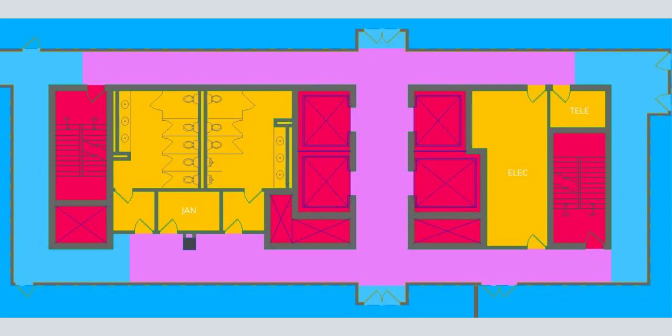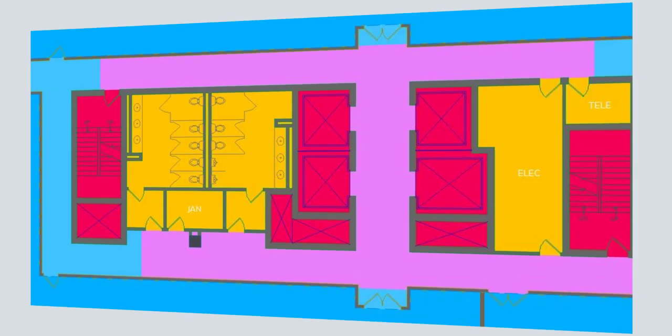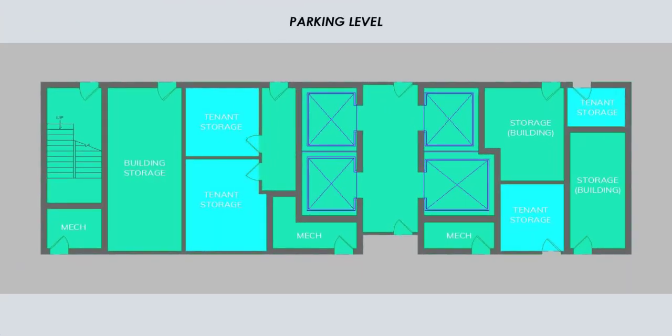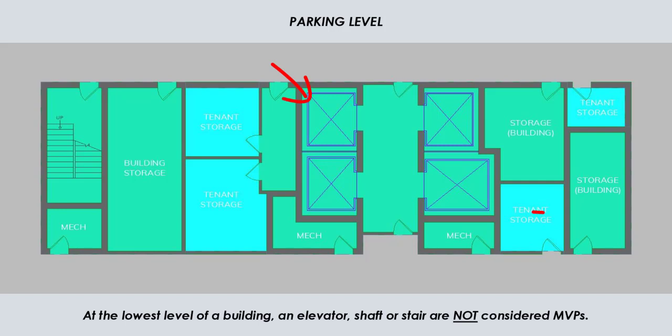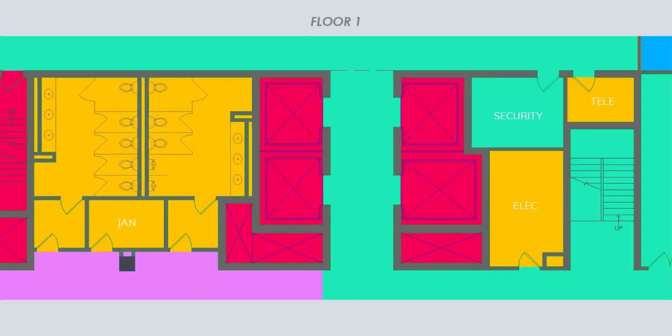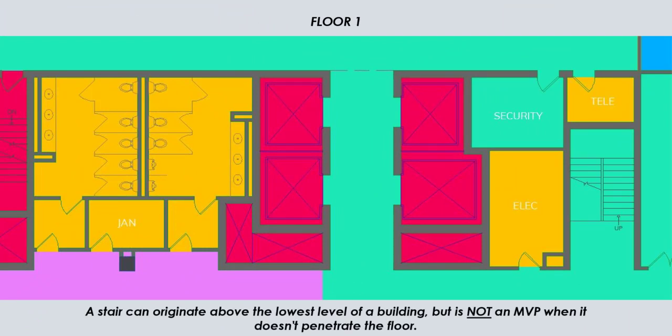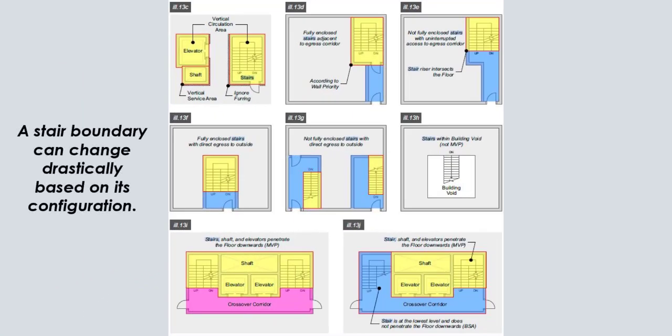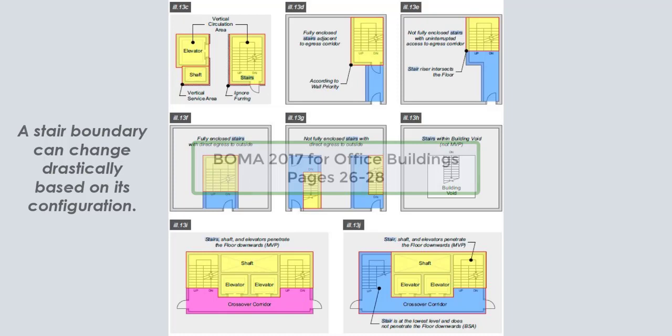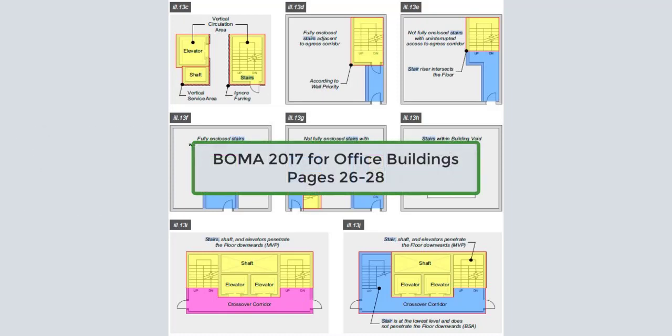There are a few things you need to remember when polylining MVPs. 1. At the lowest level of a building, often a parking or basement level, an elevator shaft, or stair are not considered MVPs because at the lowest level, they do not penetrate the floor. 2. A stair can originate above the lowest level of a building and will not be polylined as an MVP if it doesn't penetrate the floor. And 3. When polylining a stair, the boundary can change drastically based on its configuration. More details on MVPs can be found in BOMA 2017 for office buildings, pages 26 through 28.